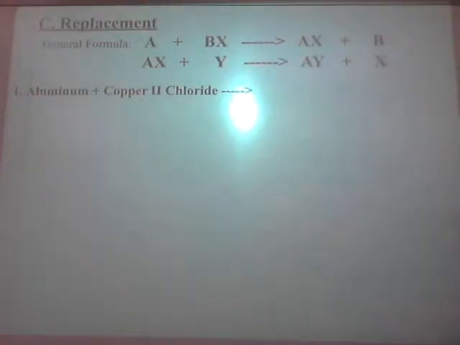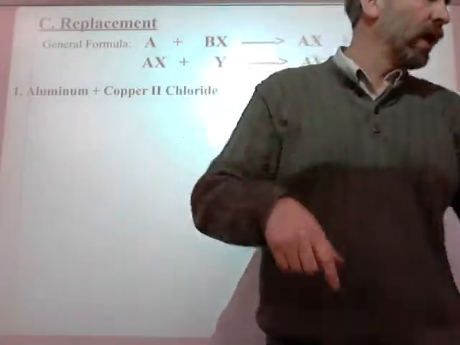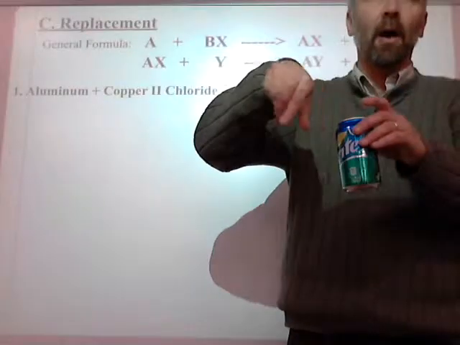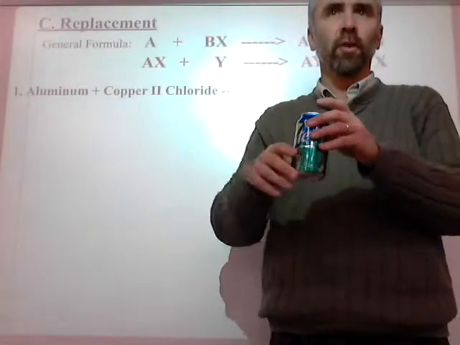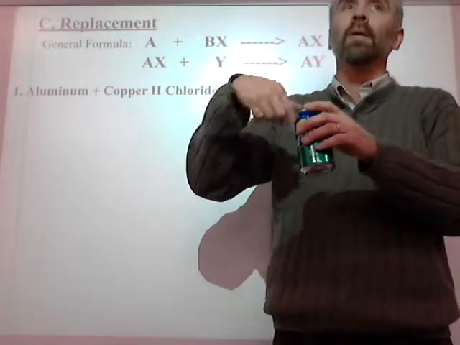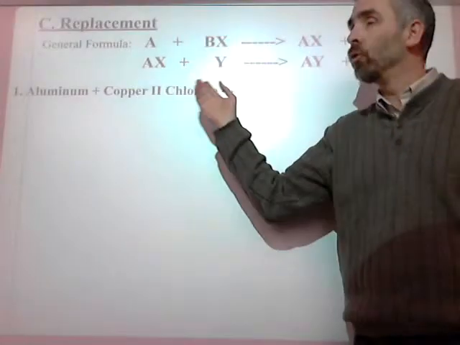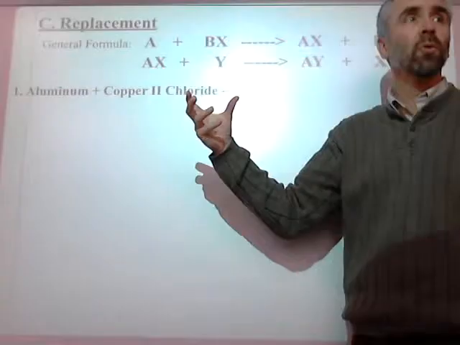What I did was, I used your triangular files in your drawers. I stuck it inside of here, and I scraped it out on the inside only, so you couldn't really see the scratches very much. So I scraped off the paint on the inside. And then I filled it up with copper 2 chloride solution, which is a blue solution.